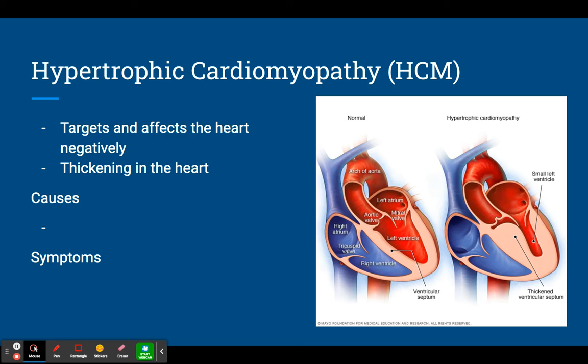So hypertrophic cardiomyopathy basically targets and affects the heart, specifically the left ventricle, and it thickens the heart. And as you can see in the diagram, the left ventricle in the left image is how a heart would normally look. And then you can see, I'm not sure if you can see my mouse, but basically it thickens, or whatever word you want to use, and makes the left ventricle much smaller, which makes it very difficult for the blood to pump through it.